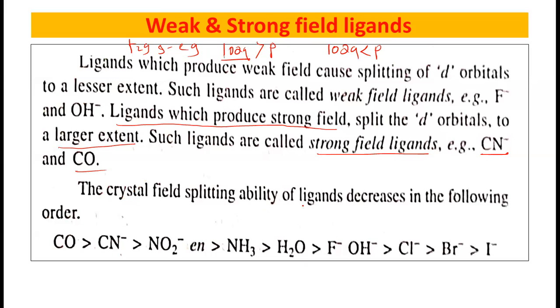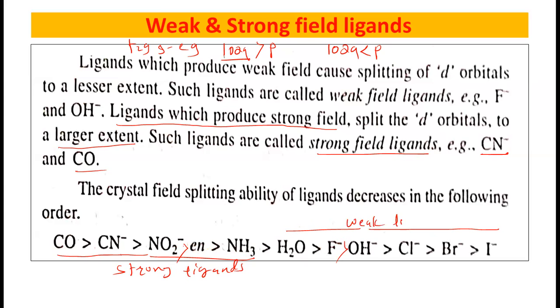Now the crystal field splitting ability of the ligands decreases in the following order. It decreases in this order: carbonyl, carbon monoxide, cyano, nitro, ethylenediamine, ammonia molecules. Such ligands are the strong ligands. They are called strong ligands because they provide a strong ligand field. Now water molecule, fluoro, hydroxo, these ligands are called weak ligands.